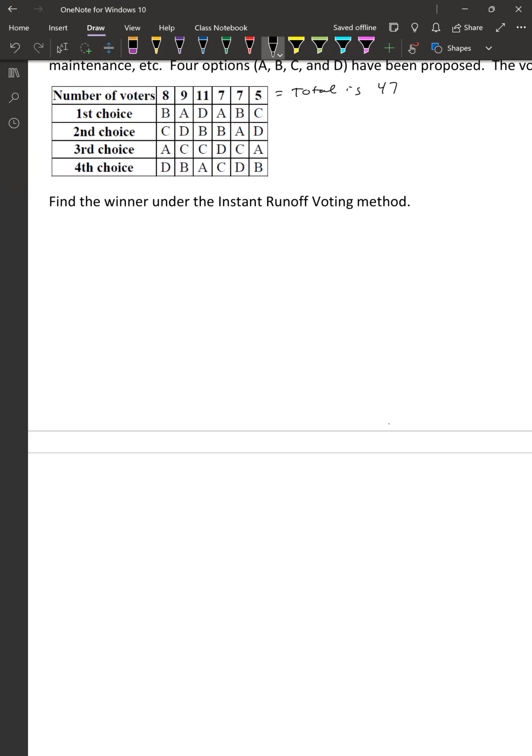Now let's see. Who got the least number of first place votes? I think we can just look and see that C here had only 5. D had 11. And then A had 9 plus 7. And B had 8 plus 7. Okay. So C had the smallest number of first place votes. So we are going to eliminate C from this preference schedule.